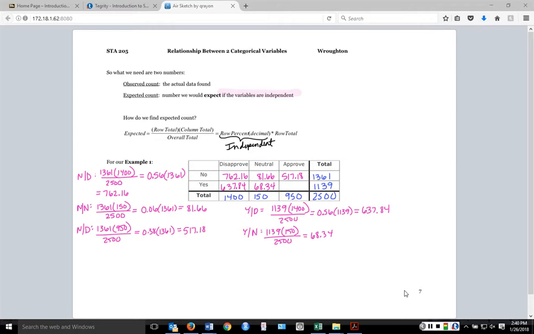And so I must have all those calculations done. I just got those that voted for Trump and approved left. So my row total is 1,139. My column total is 950. My overall total is 2,500. Which then is the same thing as 1,139 times our 0.38. Should get us the 432.82.